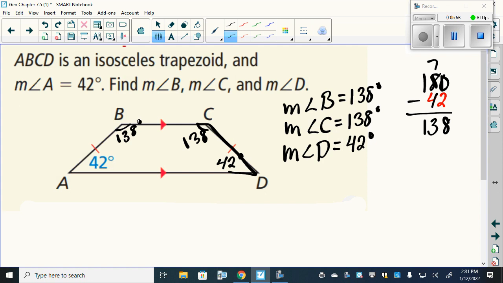What would happen if we add all four of those angles together? The sum of the interior angles of any four-sided figure has to be 360 degrees. What's the sum of the exterior angles? 360. Because the sum of the exterior angles is always 360, no matter what it is.